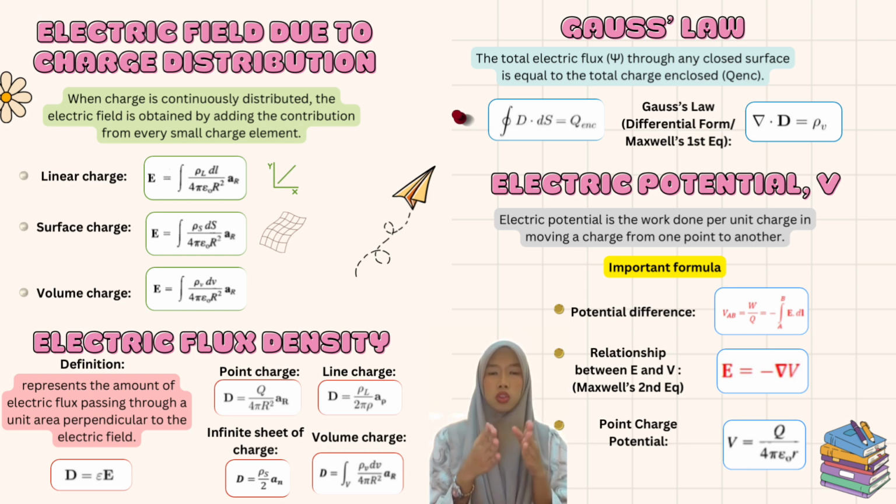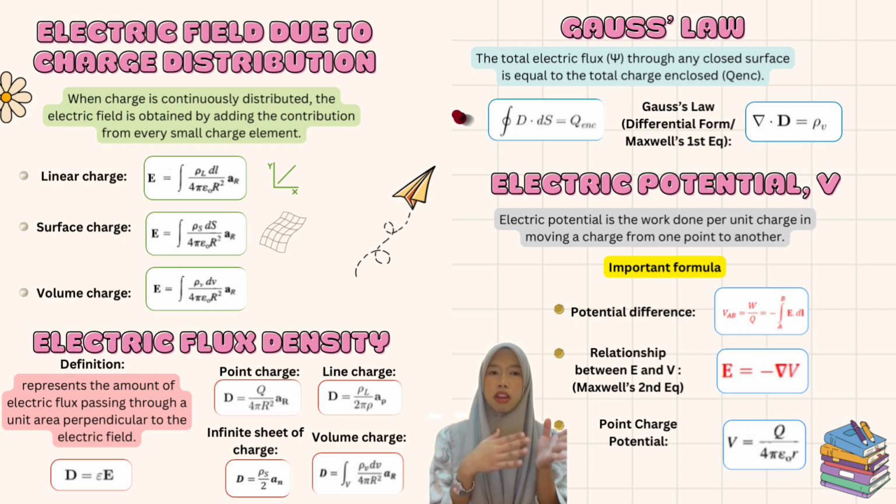When charges are continuously distributed, the total electric field is calculated by adding the contributions from very small charge elements. As shown on the slide, there are different formulas for a point charge, line charge, surface charge, volume charge, and the infinite sheet of charge.